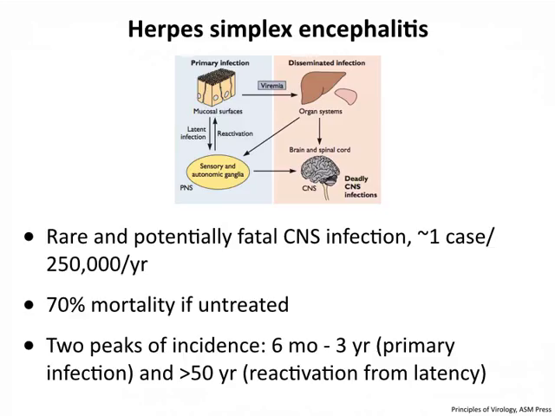Herpes simplex viruses, we'll be talking about these next week. They cause persistent infections in everyone. In particular, herpes simplex type 1, we acquire very early in life from our parents. And the virus infects our mucosal surfaces initially and then establishes a latent infection in our sensory and autonomic ganglia.